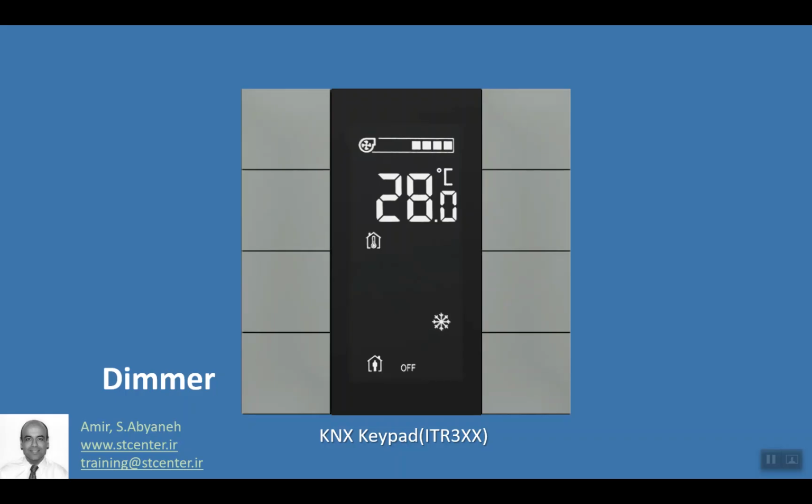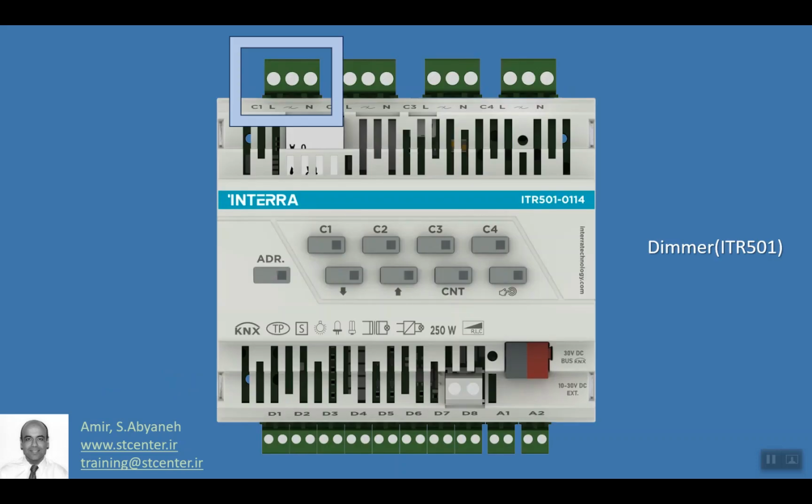We have the KNX Keypad. We want to assign the button number 7 for the dimmer option. We have the long and short operation according to the dimming standard in KNX. So with long operation we increase and decrease the amount of light, and with short operation we switch on and off the light. So this is the switch actuator.